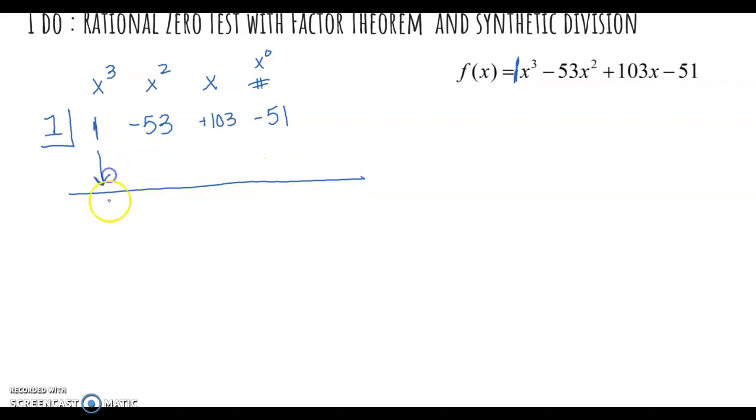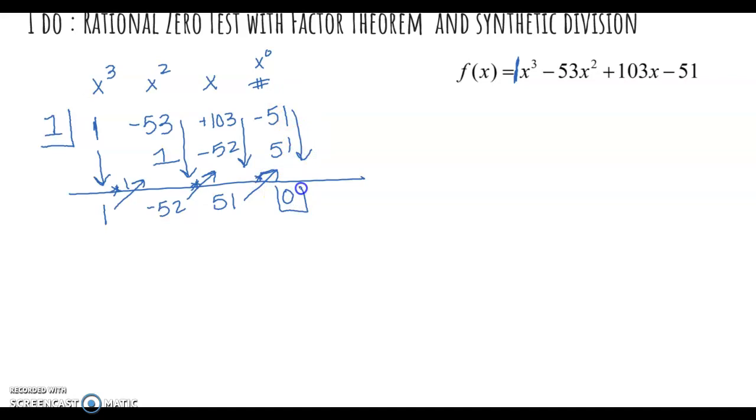Using synthetic division, we bring down our first number, multiply by the box, and then add straight down. Multiply by your box, and add straight down. Multiply by your box, and add straight down, and you should get a remainder of 0. If you don't get a remainder of 0, after we know that our zero is in fact a zero from the factor theorem, you did something wrong and you should go back and check.